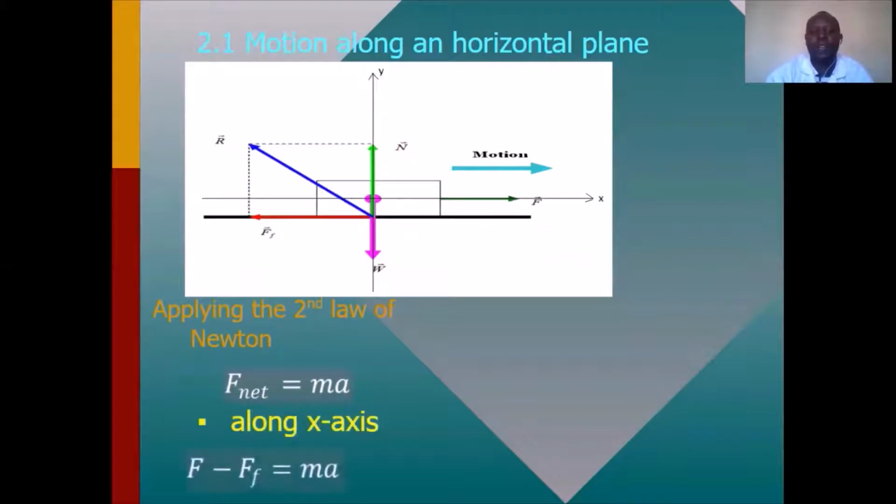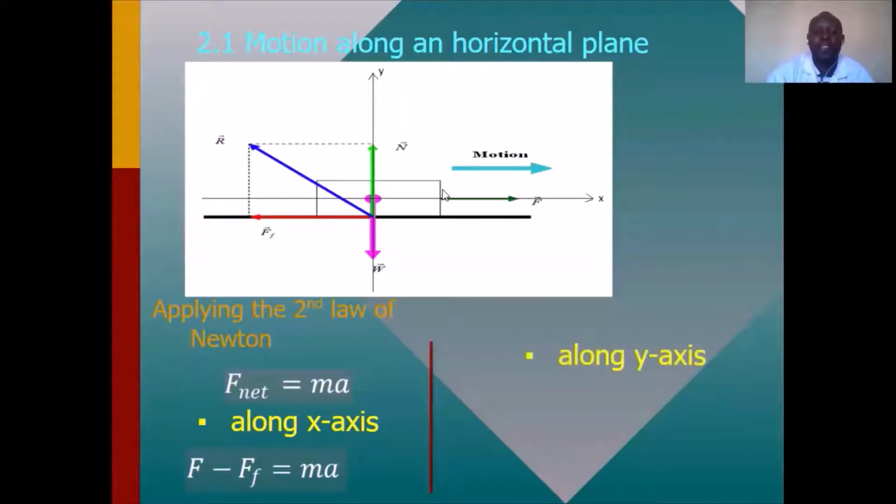Along the x-axis, we have F, the motional force, minus the friction force, is equal to the mass times acceleration. So from here, you can calculate the motional force. The motional force will be mass times acceleration plus friction force. You can calculate the acceleration of the object. It is the motional force minus the friction force, divided by the mass. And so on and so on.